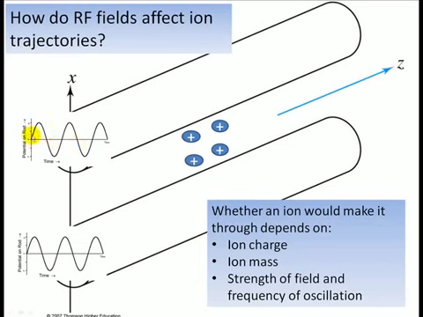If the field flips back too quickly, the ion will never really be affected that much. The ion just won't have time to react if it's flipping too quickly, if the frequency of oscillation in that voltage is too high.